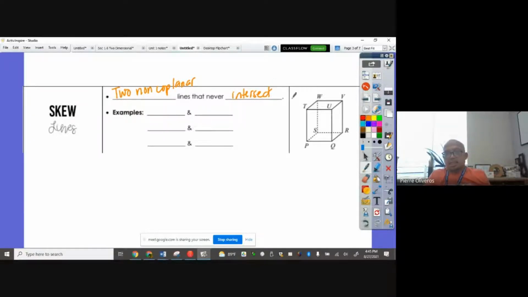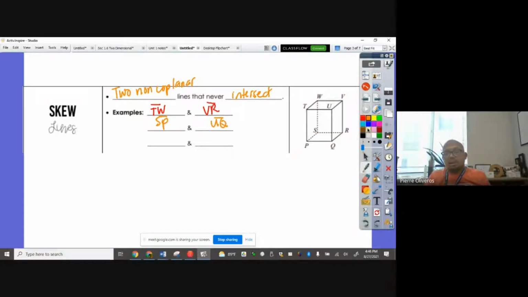For instance, this figure here on the right, a skew to TW, we know the TW is going forward. A skew to TW will be VR, this VR, because VR is going to go up or go down. The TW is going to go both forward or back. They will not intersect. So this will be segment TW and VR. Another example, SP will be skew to UQ. SP to UQ. This is going forward, this is going up. So they will not intersect and they're not on the same plane.